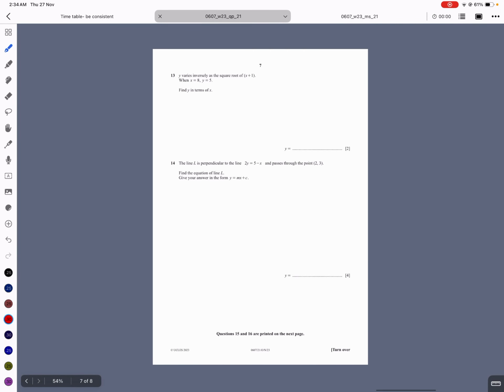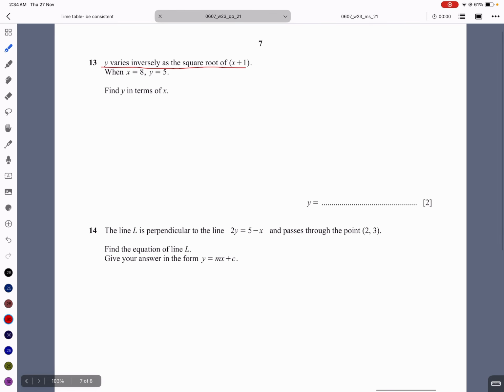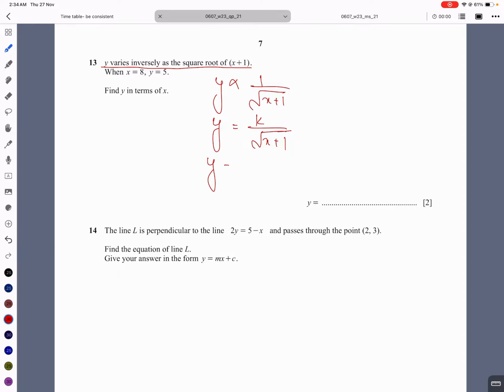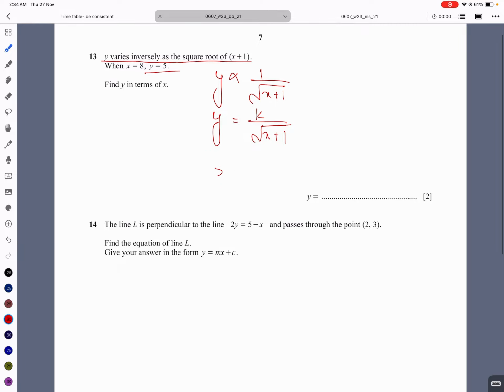Next question is, y varies inversely to the square root of x plus 1. In order to remove the sign of proportionality, I will insert a constant k, so y is equal to k over under root x plus 1. Now let's substitute the values. y is 5. What is the value of x?